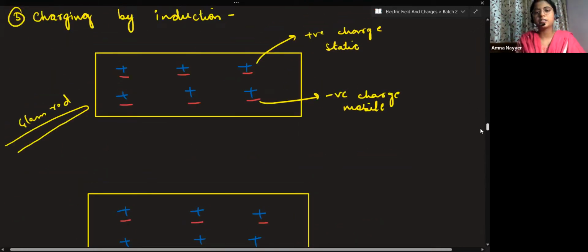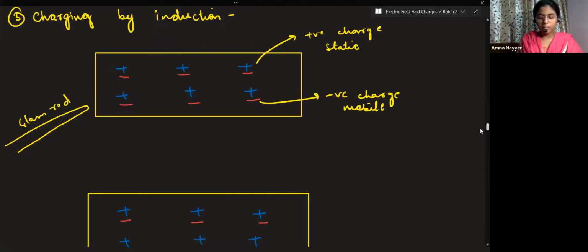Now see, charging by induction. In charging by induction, what happens? We have a conductor, and the conductor is neutral. When we say a body is neutral, we mean that the number of positive charges is equal to the number of negative charges. If the positive charges balance the negative charges, then the body is neither positively charged nor negatively charged. If the body is rich in electrons or negative charge, then we say the body is negatively charged. Or if the body lacks electrons, then we say the body is positively charged. But if the number of protons and electrons, the positive and negative charges, are equal, then we say the body is neutral.